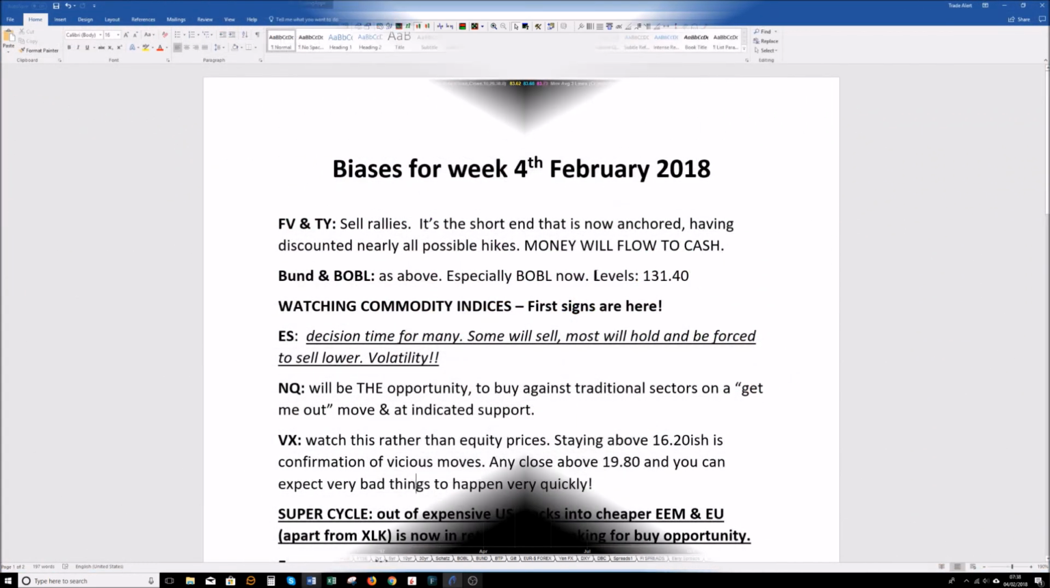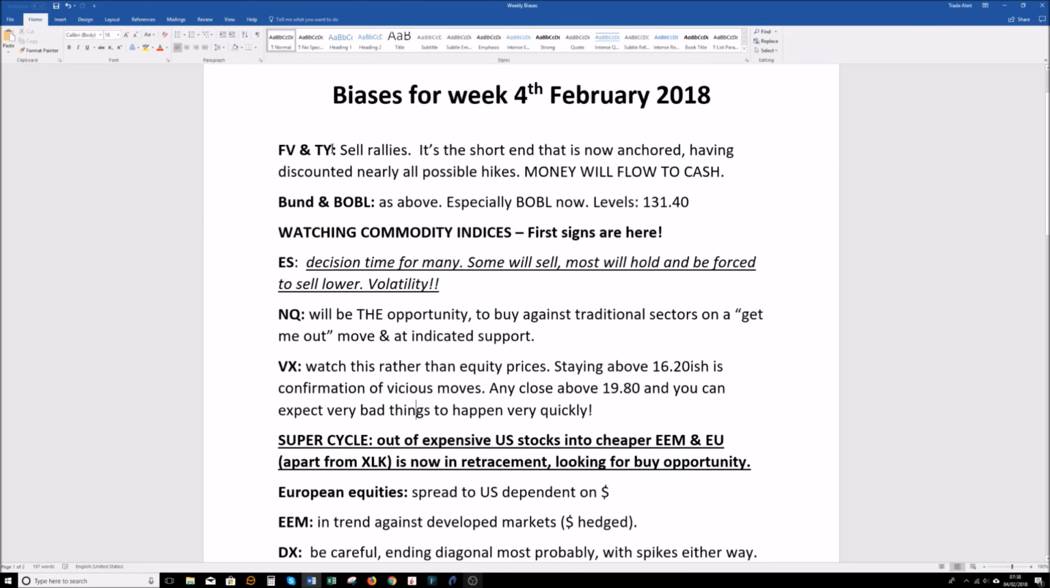Let's look for our biases. We're still sellers of the bonds, but money will flow to cash. So SHY is your preferred instrument. That's where you want to be long and possibly short of the others, but certainly you will find that the yield curve steepens on the back of these moves. The first signs are definitely here.